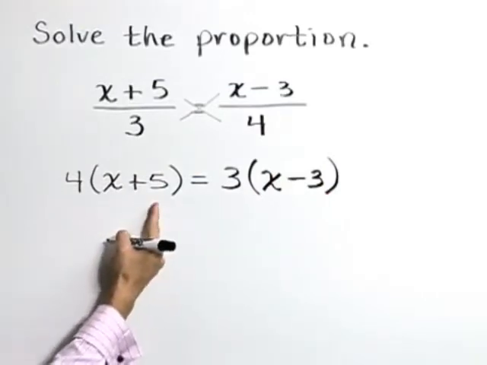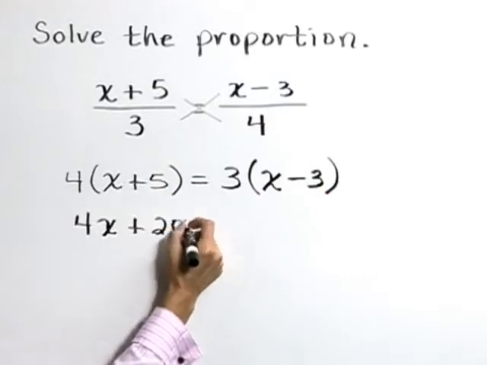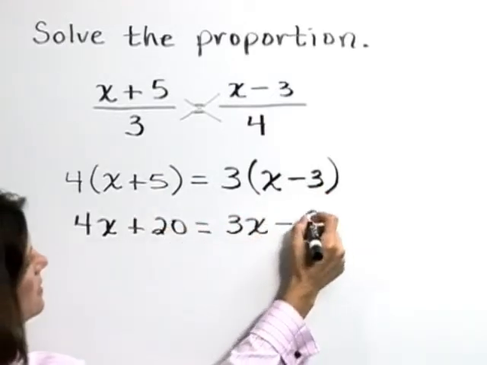As a next step, let's distribute, getting 4x plus 20 is equal to 3x minus 9.